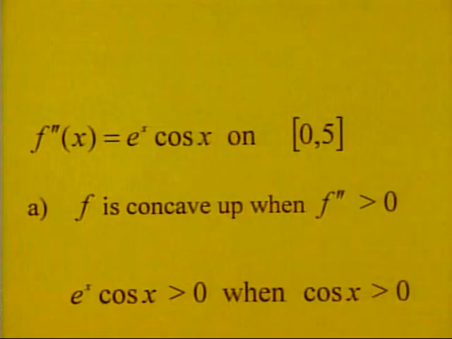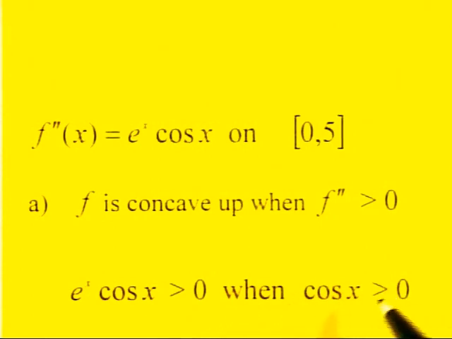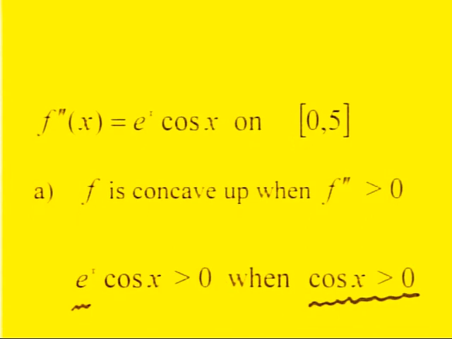Yes. Now without a calculator, it's when e to the x cosine x is greater than 0, which means when cosine x is greater than 0. Why did I write this? Why did I just ignore the e to the x? Because e to the x is always positive. It's always positive, right?